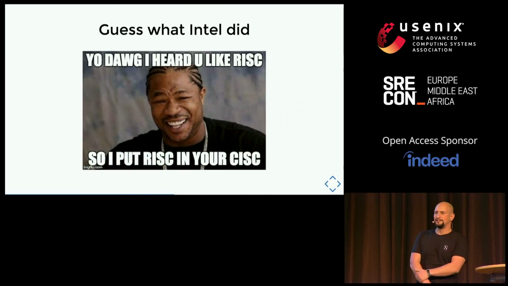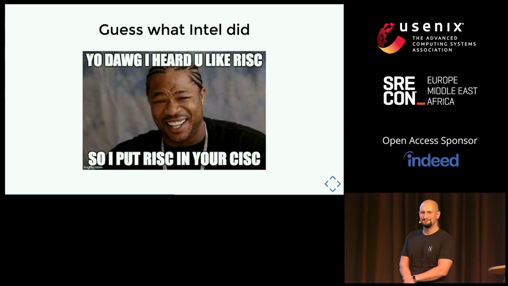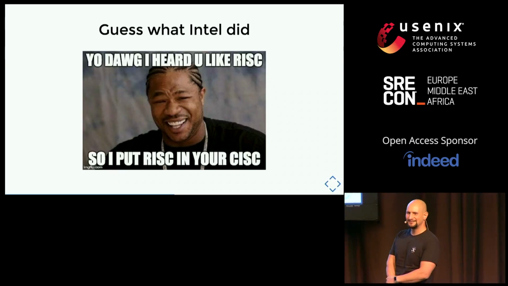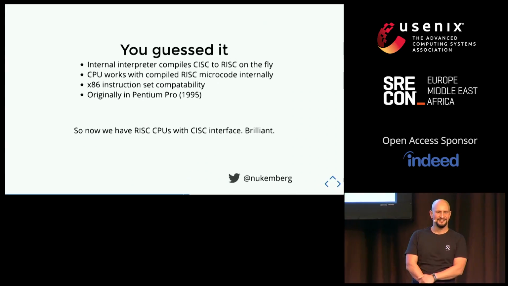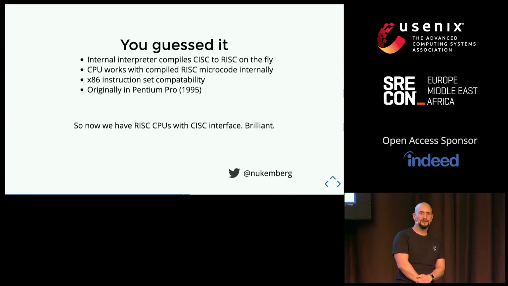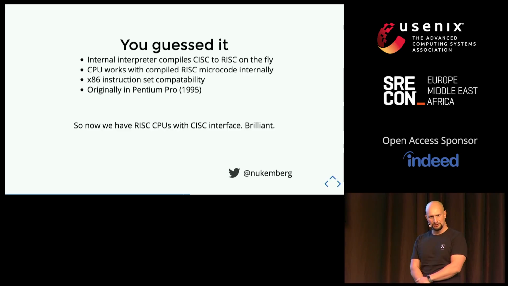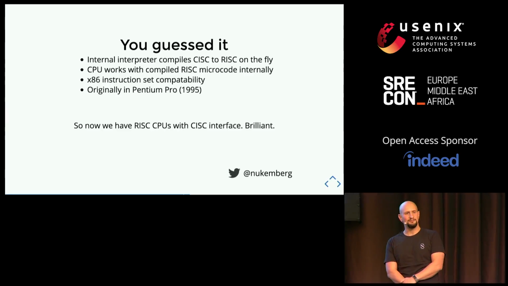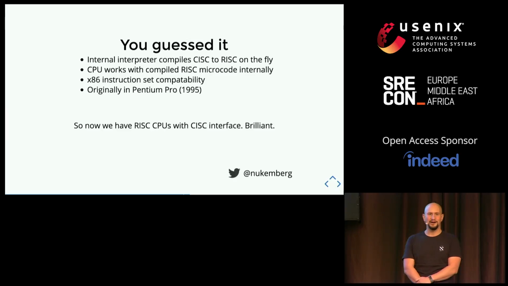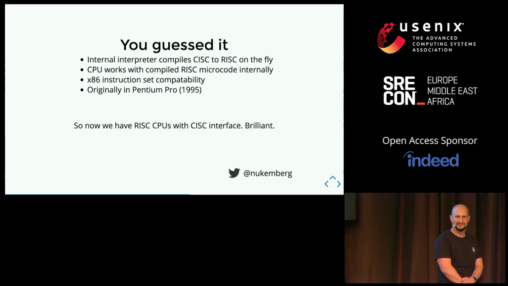So guess what they did when they wanted to move to RISC? You want to take a guess? Yes. All of our processors use RISC internally. And the CISC that we use, the x86 assembly, gets interpreted and compiled on the fly back to RISC.